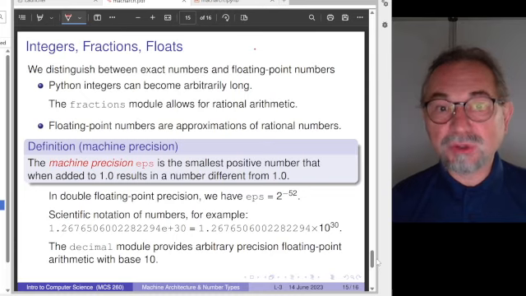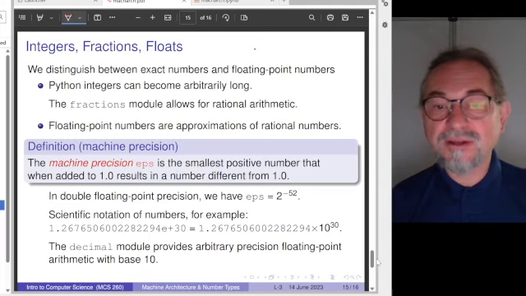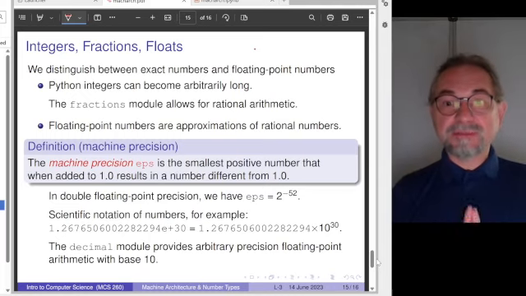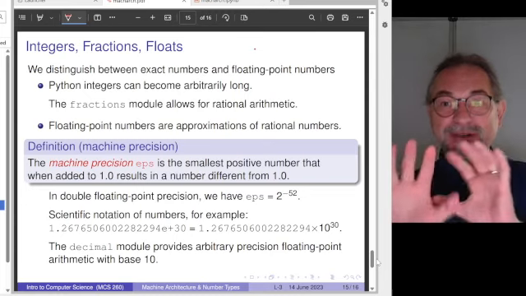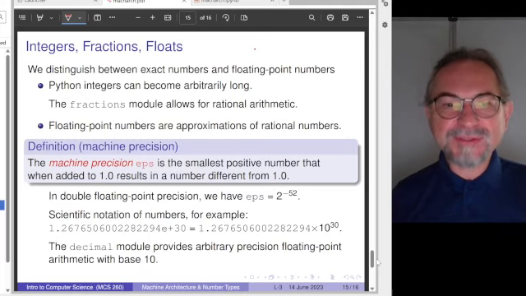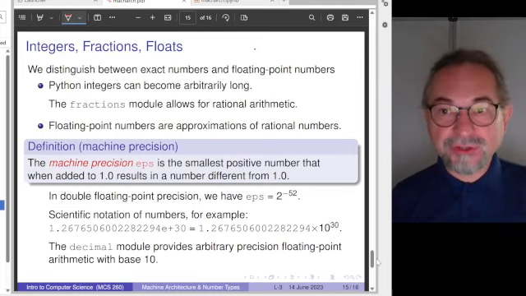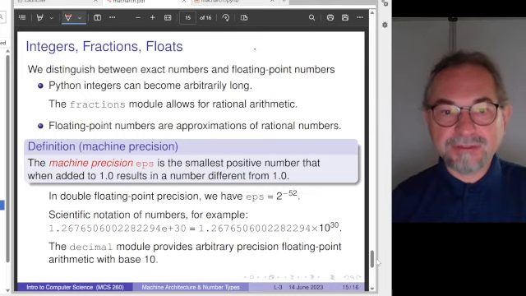The fractions module allows for rational arithmetic. The decimal module provides arbitrary precision floating point arithmetic, working with base 10. So there are modules. You have to do something special to use them, but know that you can. It's not done by default, but there are advantages to using the decimal module and the fractions module.